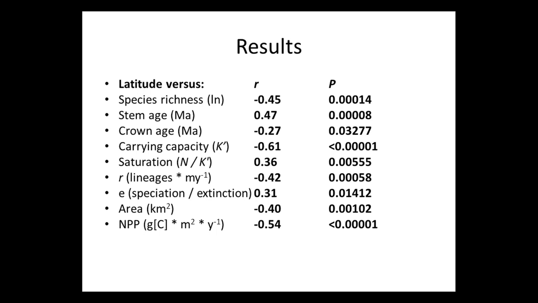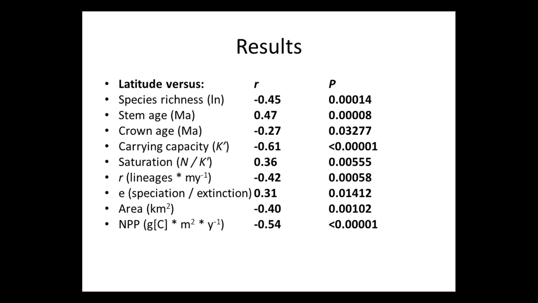So there's a massive latitudinal gradient in species richness. Families become more species rich towards the equator. If we jump down here, speciation rate gets higher towards the equator, and extinction rate gets higher towards the poles. And then the area and energy of clades also shows a negative latitudinal gradient.